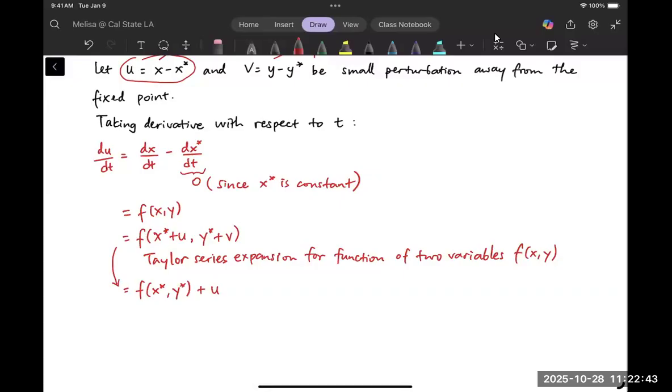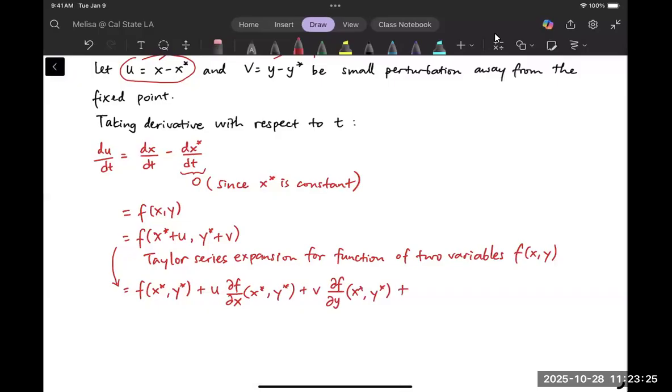But since this is a function of two variables, you don't write df dx, you write the partial derivative. When you have functions of more than one variable, the derivative is a partial derivative. So here we take the partial of f with respect to x, evaluated at the center of this Taylor series, which is x star, y star. And then look at the perturbation along the y direction. So you get v times the partial derivative with respect to y. Again, evaluate this at the center.